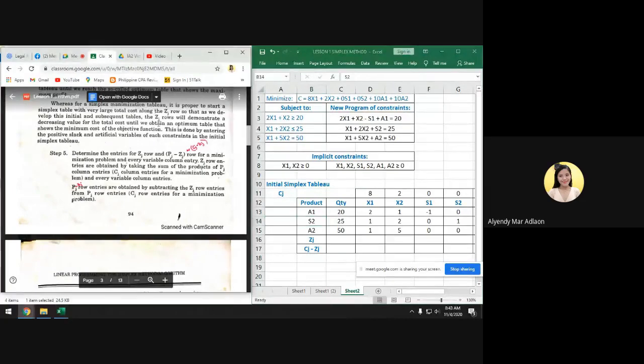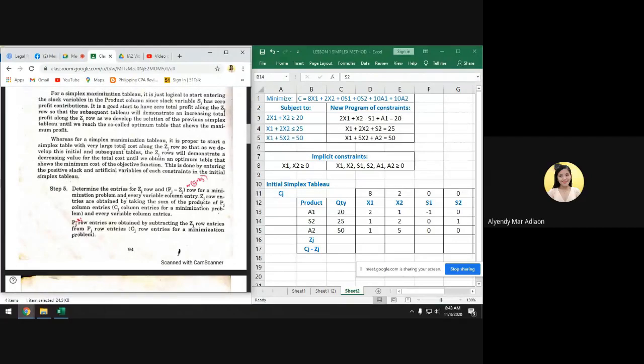Whereas for a simplex minimization tableau, it is proper to start a simplex table with very large total cost along the zero, so that as we develop this initial and subsequent tables, the zeros will demonstrate a decreasing value for the total cost until we obtain an optimum table that shows the minimum cost of the objective function. This is done by entering the positive slack and artificial variables of each constraints in the initial simplex tableau. Okay, so we will follow the general rule, highest, and then we will also follow the specific rule. Since artificial will always give us the highest cost, if there is slack and artificial, you use the artificial. If there is slack but there is no artificial, then you use the slack variable.